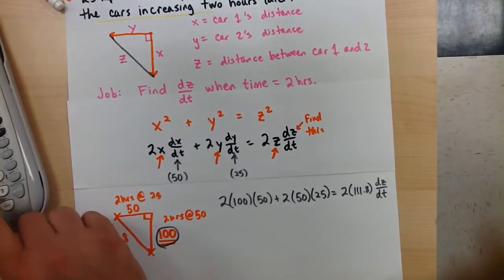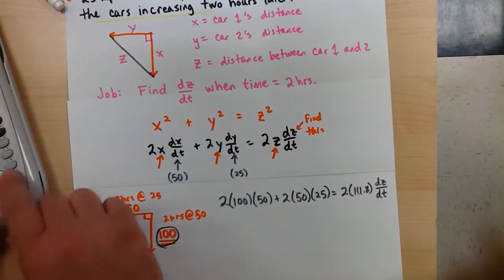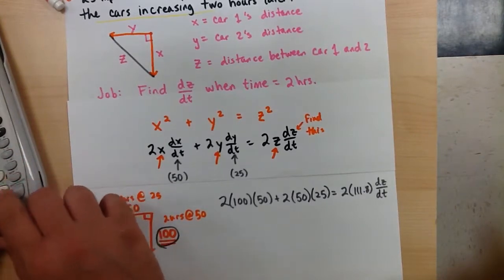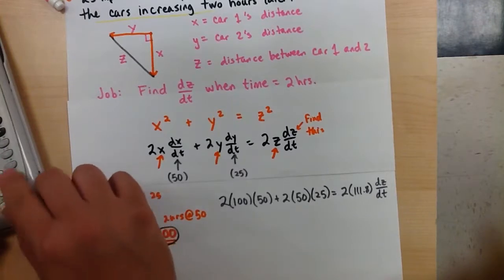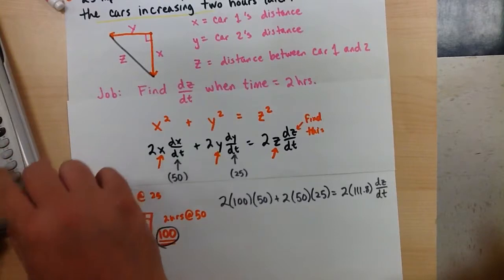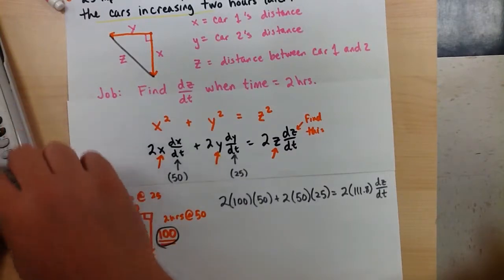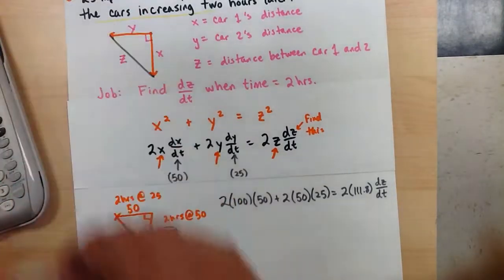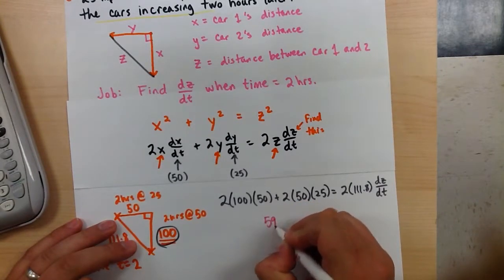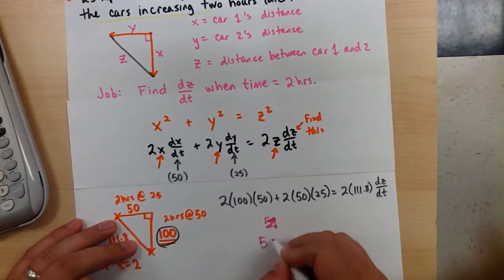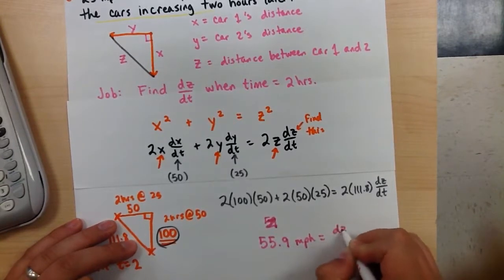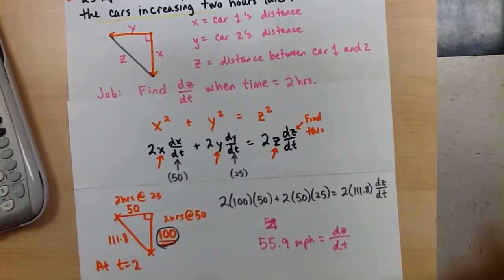So from here, obviously you probably don't need to show much work. I'm just going to go quickly with my calculator. And in doing that, I'm going to wind up getting 55.9 miles per hour is the change at that moment of 2 hours.